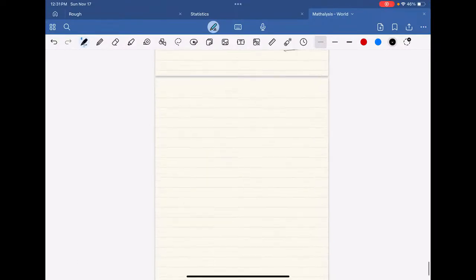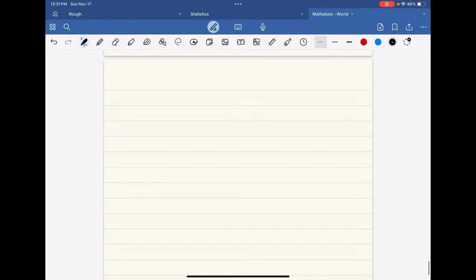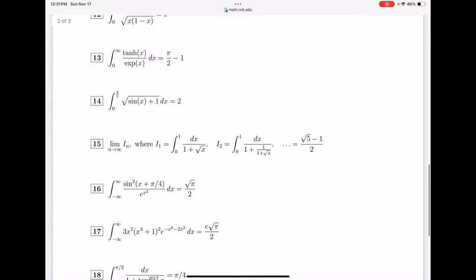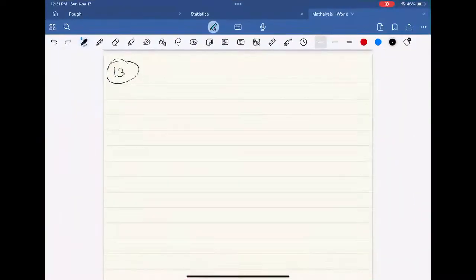Let's go to the next problem now. Problem number 13. Are you excited, guys? Literally no one is. 13. So the integral from 0 to infinity of tanh x by e to the power x dx. Right? Okay, now let's see how to solve this one.